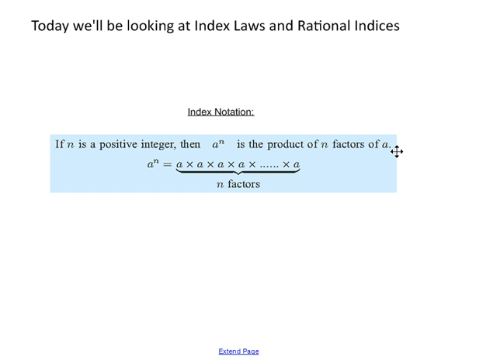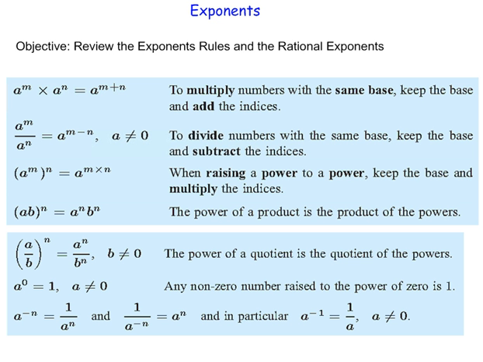Okay, we're going to start a new unit today. We'll be looking at index laws and rational indices, or in other words, exponents and exponents that are fractions. So index notation, of course, if we have a to the power of n, that just means a times itself n times, or n factors of a. I know this is review, but just so we make sure that you know those exponent rules.